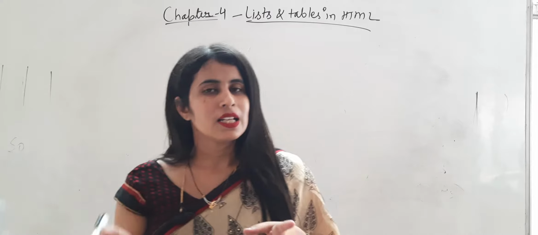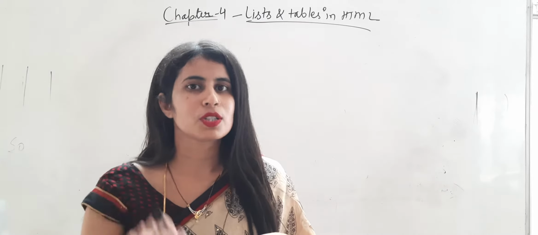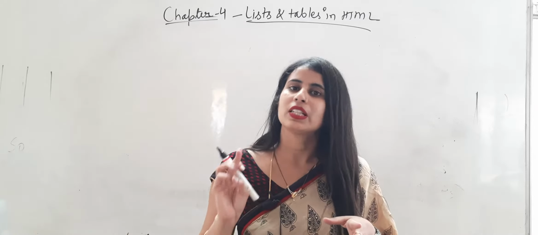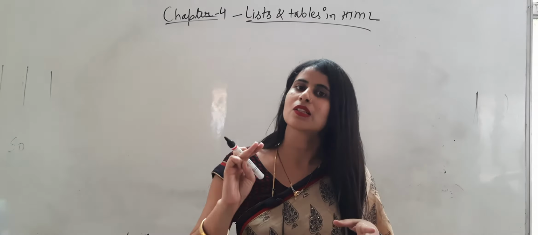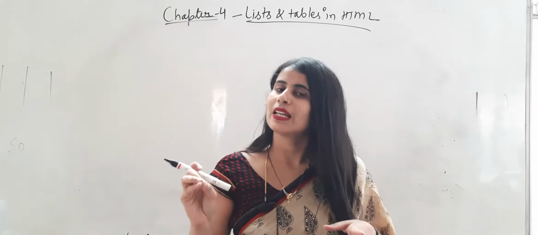In unordered list we can create it by using the UL tag. It is also known as the bulleted list and it has 3 ways to create it: disc, square and circle. And here also we are using the li tag.